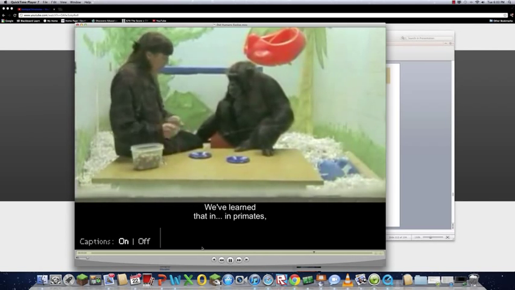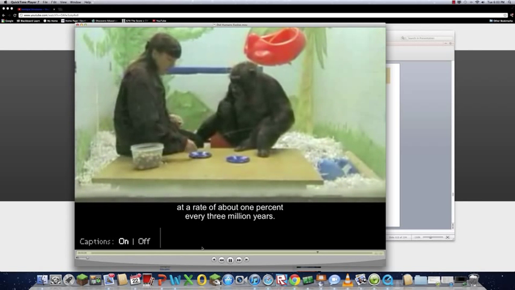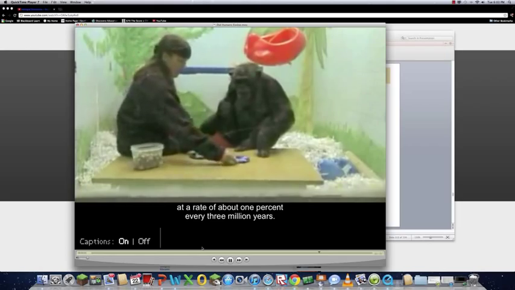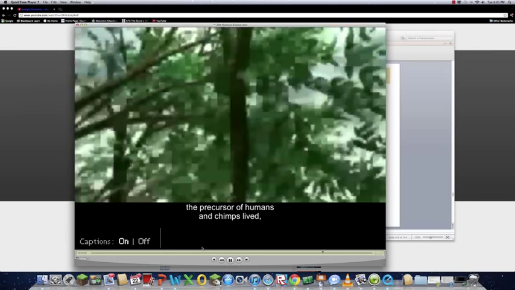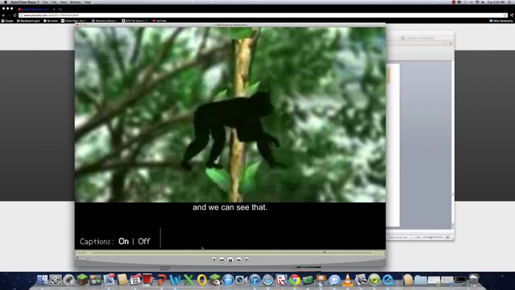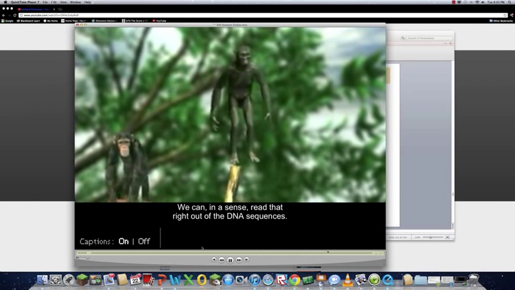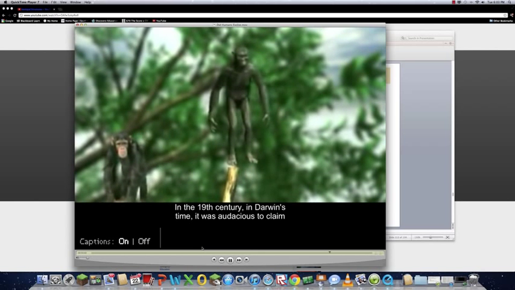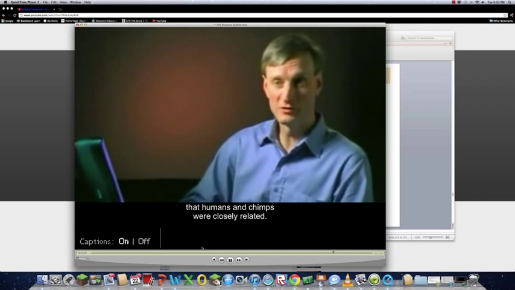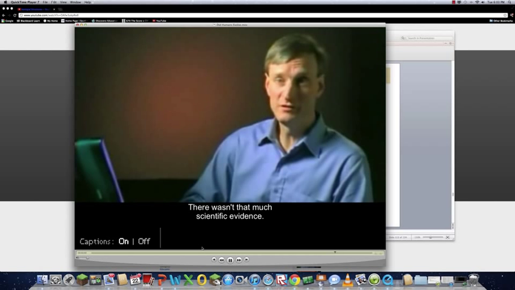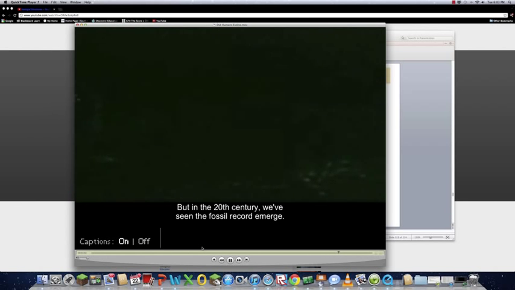We've learned that in primates, DNA sequences are changing at a rate of about 1% every 3 million years. In other words, about 5 million years ago, the precursor of humans and chimps lived. And we can see that. We can, in a sense, read that right out of the DNA sequences. In the 19th century, in Darwin's time, it was audacious to claim that humans and chimps were closely related. There wasn't that much scientific evidence. But in the 20th century, we've seen the fossil record emerge.